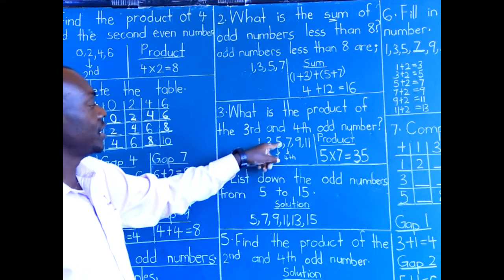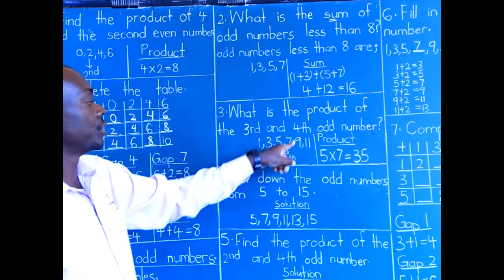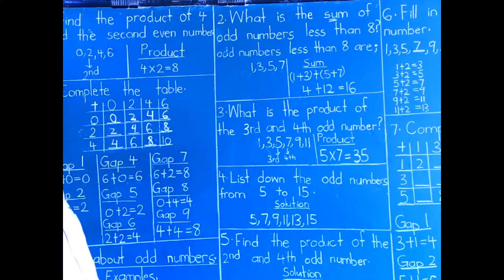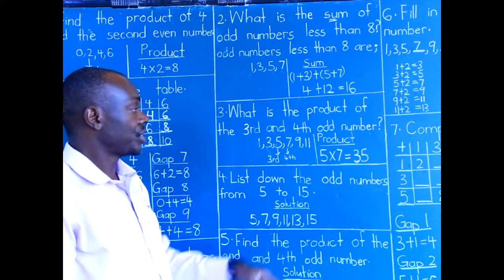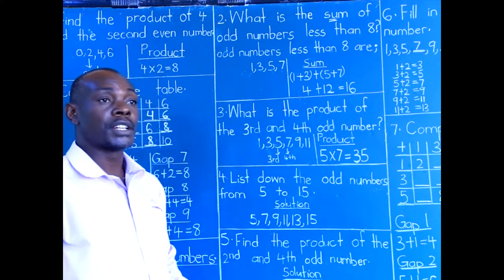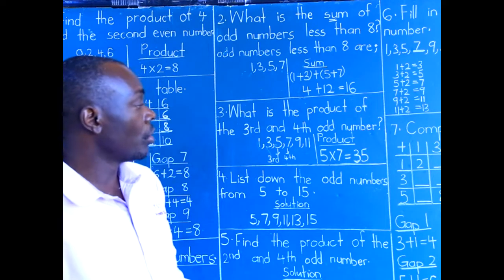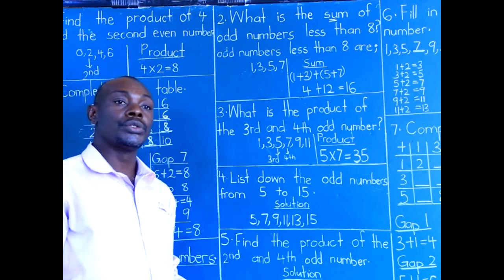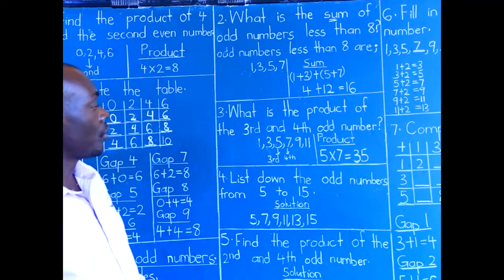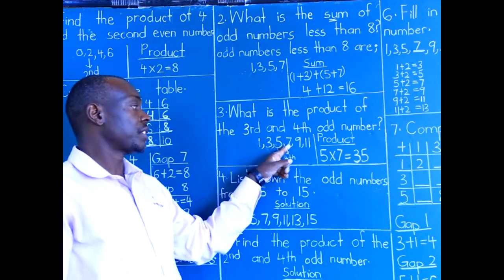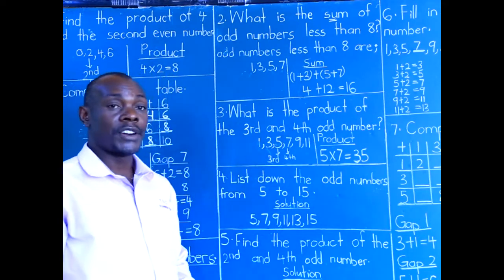So the third is 5 and the fourth is 7. Now they are asking us for the product. Remember, product means the outcome or the result after multiplying 2 or more numbers. Today we've got 2 numbers, which are 5 and 7, for which we are finding the product.